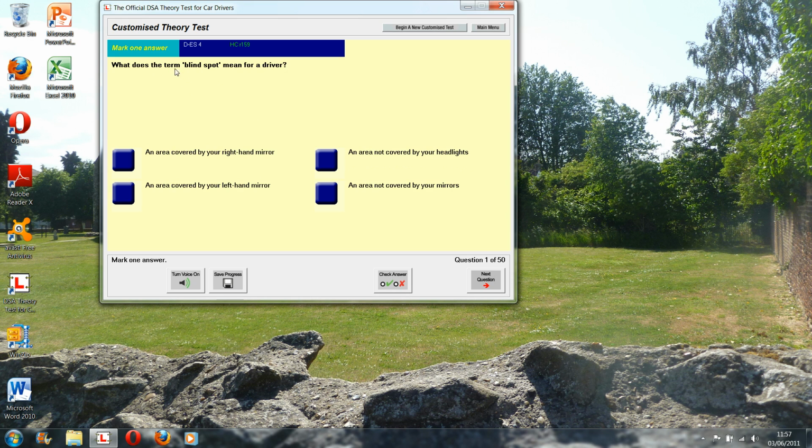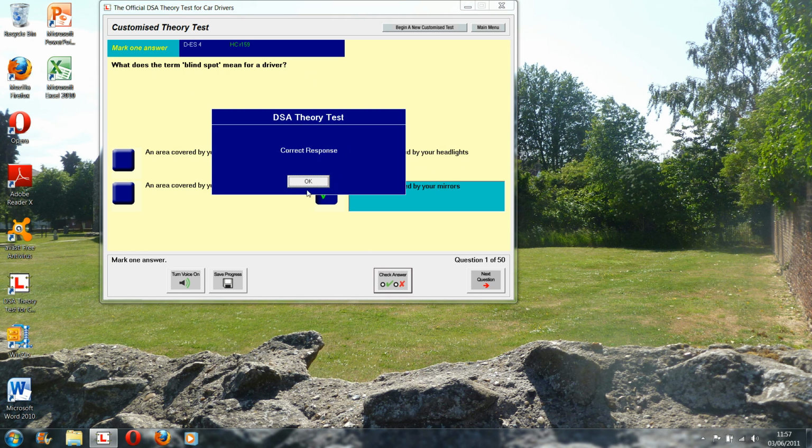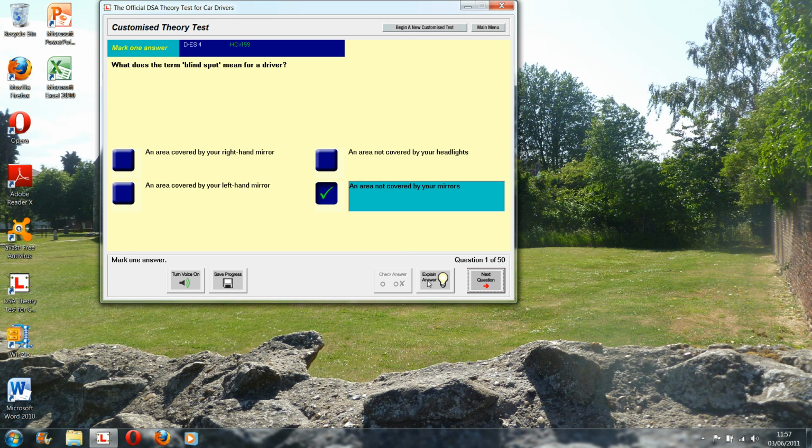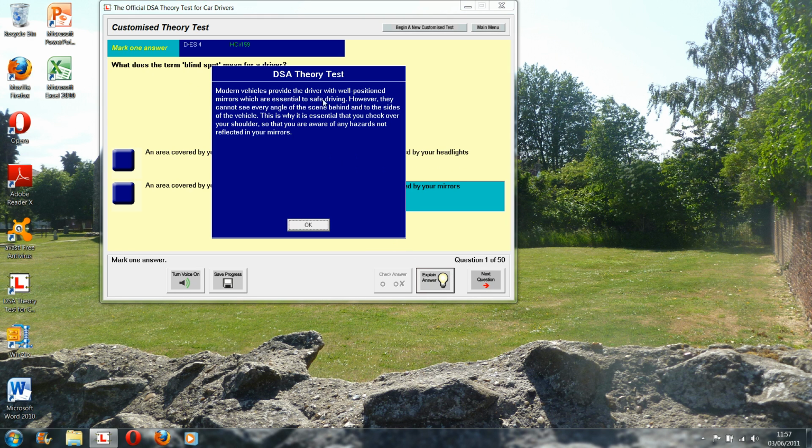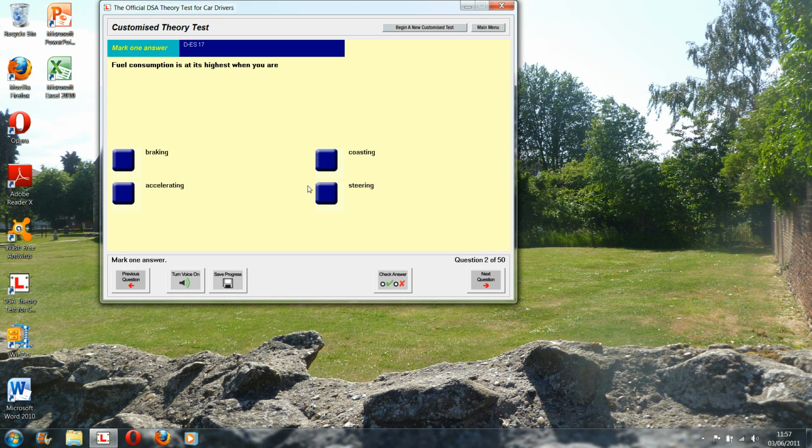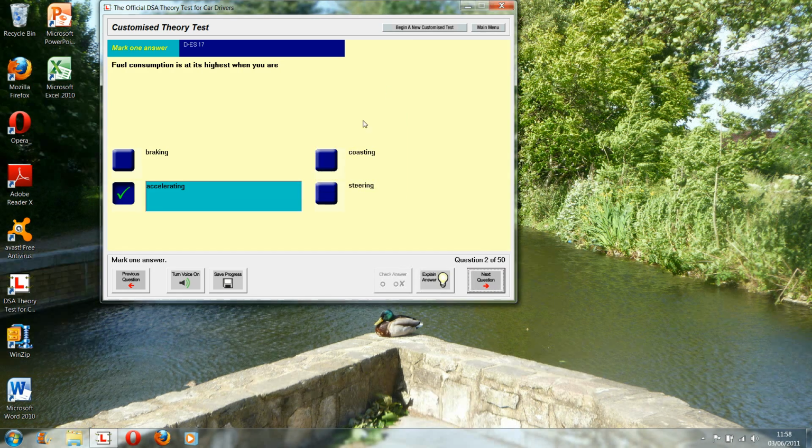So what does the term blind spot mean for a driver? It means an area not covered by your mirrors. And then after every one, you can ask it to explain the reason why. And you can go on to the next question, and every time you click on one, you have to check the answer to make sure it's correct. So it's good in that respect as well, so you get an immediate response to see if you're correct or not.